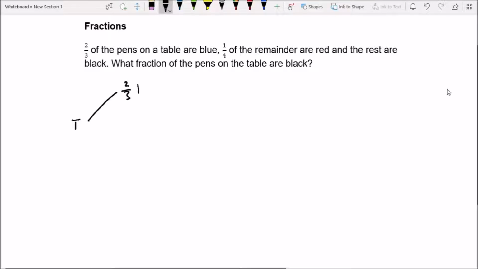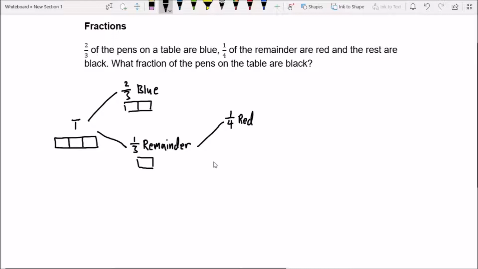The question states that 2/3 of the pens on a table are blue, so there are 3 units in total. And 2 of those units are blue. This means that the remainder is 1 unit. The question goes on to say that 1/4 of the remainder is red and the rest is black. This means that we have to break the 1 unit, which is the remainder, into 4 smaller units. One of those units is red and the other 3 are black.